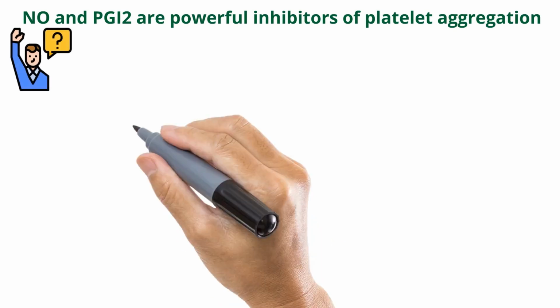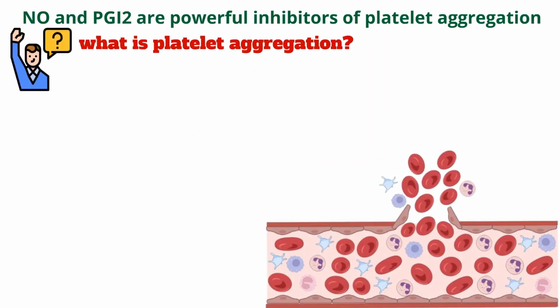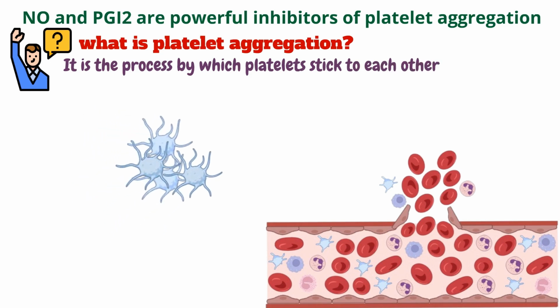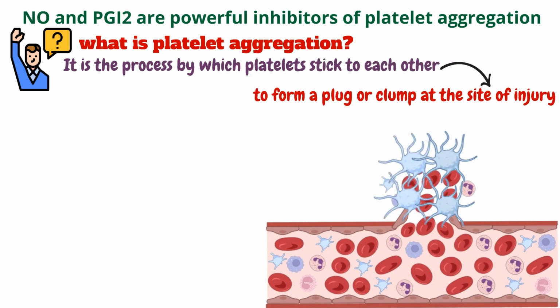Now, you will ask, what is platelet aggregation? It is a process by which platelets stick to each other to form a plug or clump at the site of injury. Don't worry, I will explain this concept in detail later in this video.